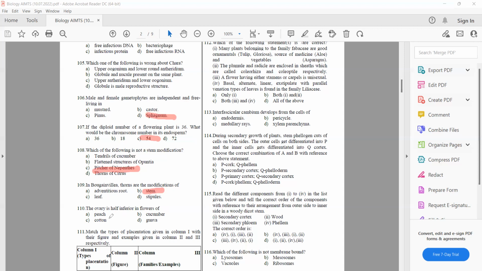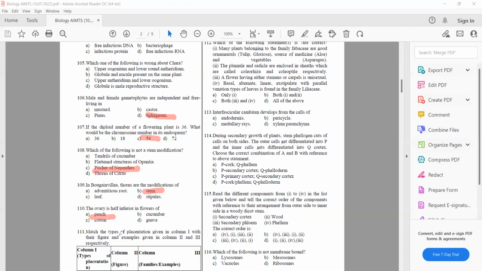110. The ovary is half inferior in flowers of peach. When we talk about the ovary, it will be half inferior, especially in the perigynous condition, right? So examples will be peach, plum, and rose. So here in this option, peach will be the exact right option.